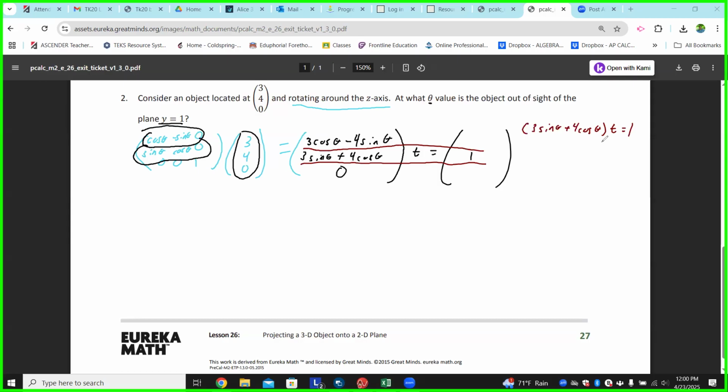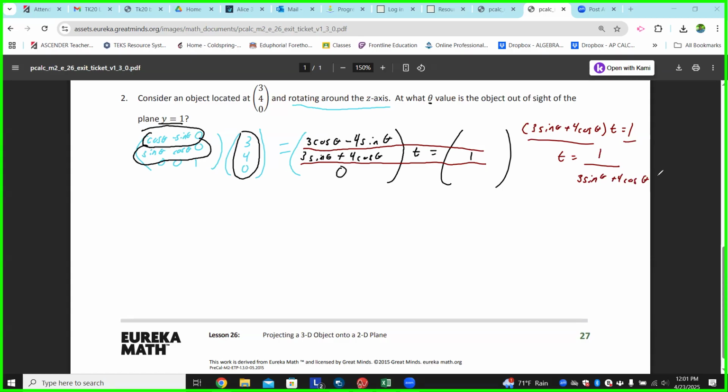There you go. Don't try to distribute, just divide by this gigantic thing. So I'm going to divide this on both sides. So therefore, t would equal 1 over 3 sine theta plus 4 cosine theta. So we all understand how that became my scalar.